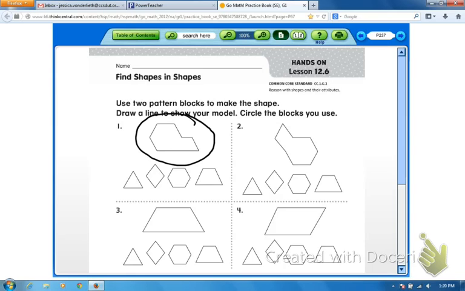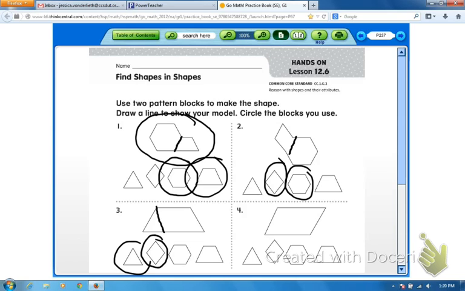So for the first one, you can see if they were to draw a line, we have a hexagon and a trapezoid. Number 2 would be a hexagon and a rhombus. Number 3 is a rhombus and a triangle. And number 4 is a trapezoid and a triangle.